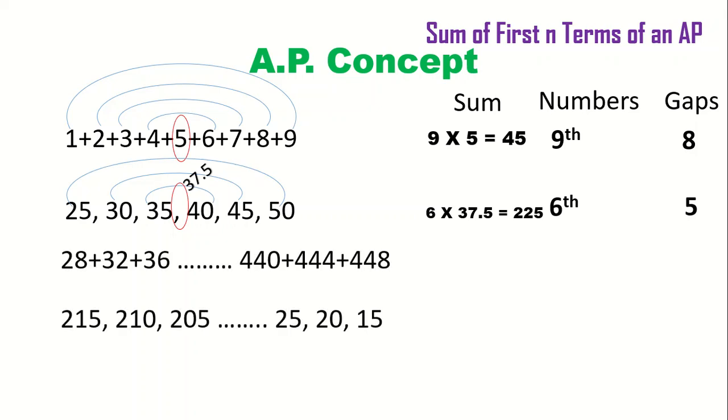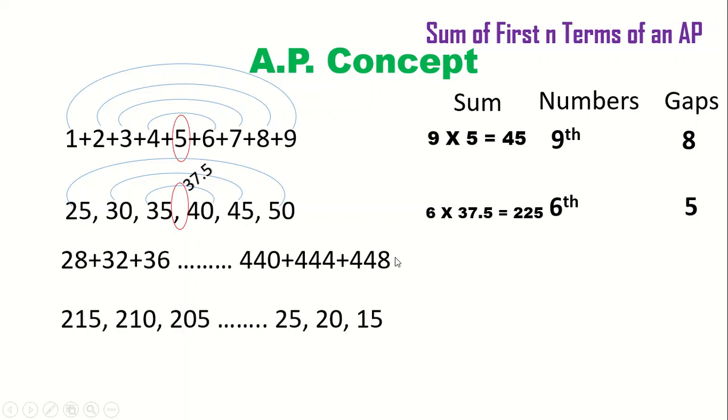Now what about these two series which we have? Here you have to add the last number and the first number, and divide by 2 so that you can get the middle number. Take this case: 50 plus 25 is 75. If you divide 75 by 2, you will get 37.5. The same way, 9 plus 1 is 10, and 10 divided by 2 is 5.